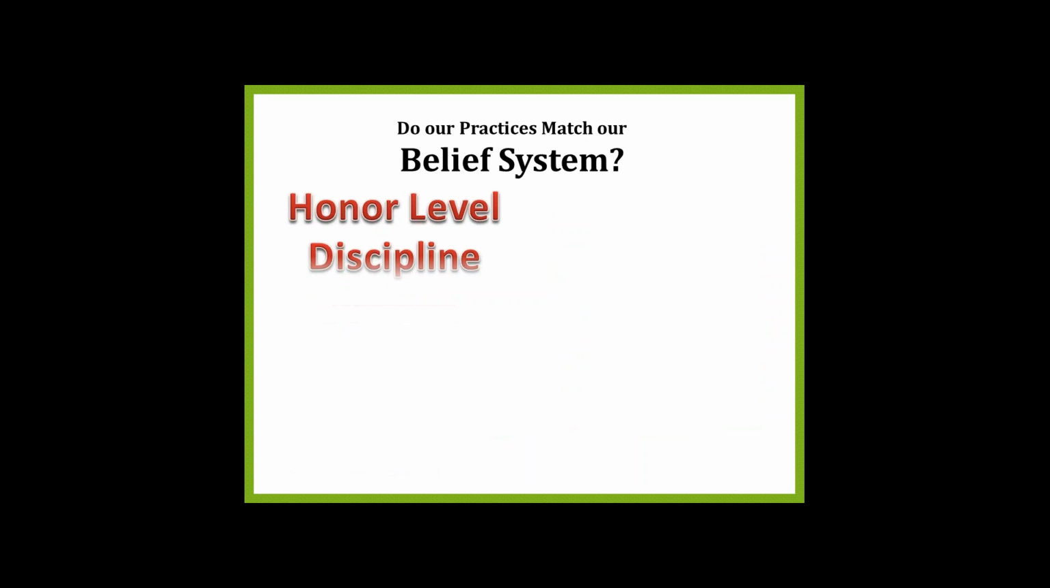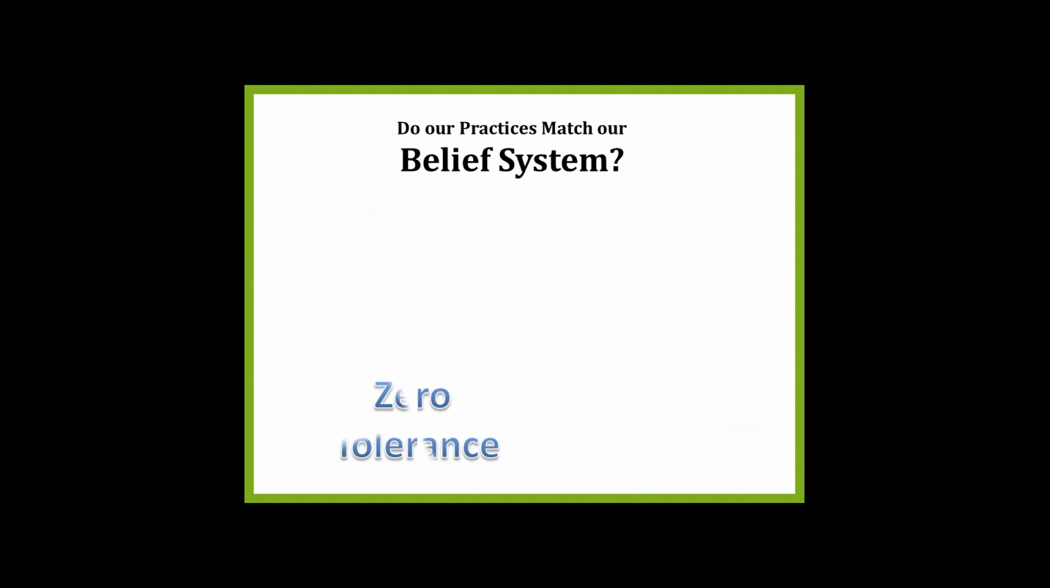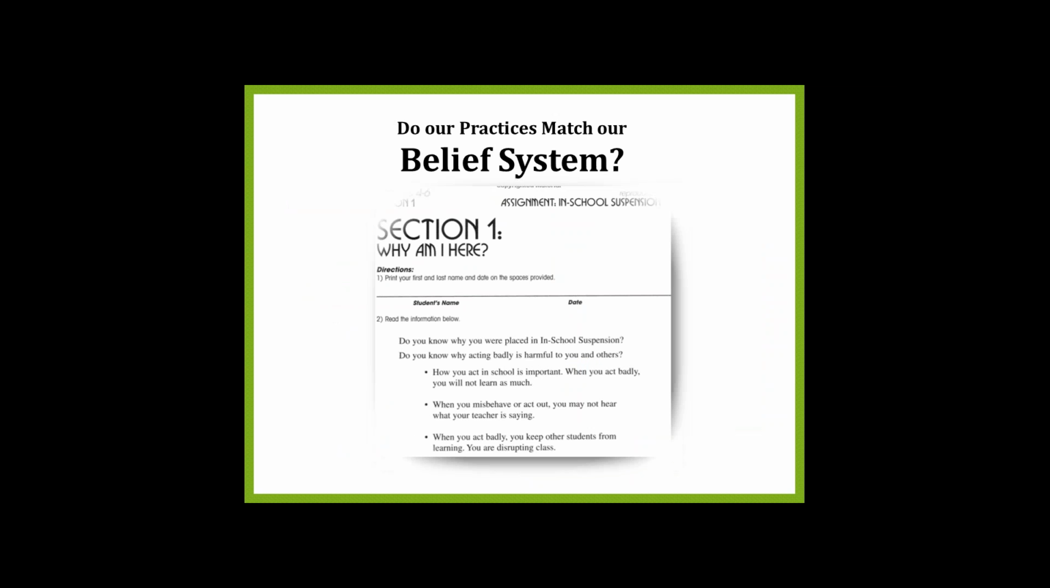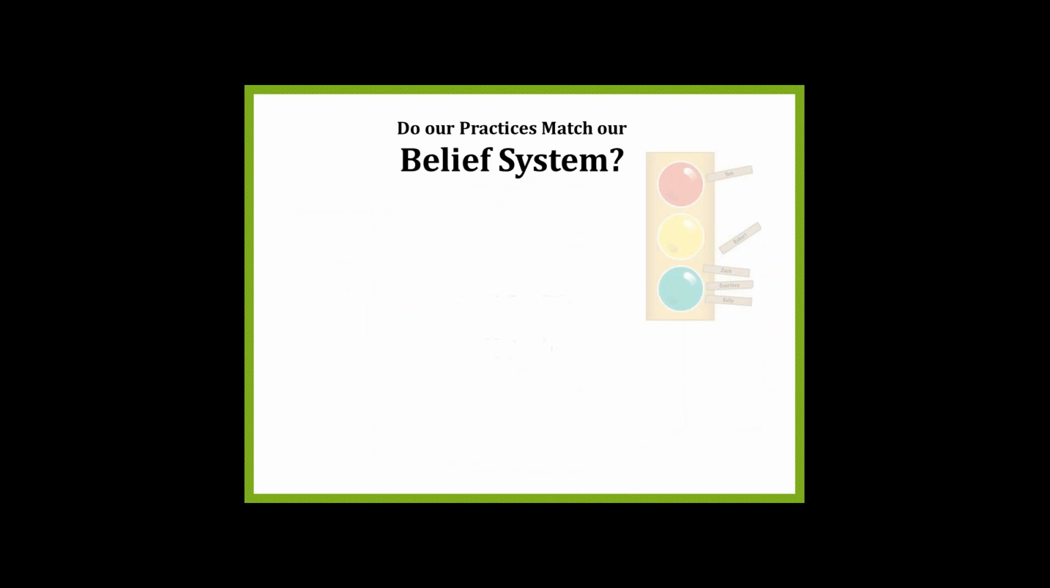So, think about honor level discipline systems or zero tolerance, or those in-school suspension reflection sheets, the stop and go light clipping up, clipping down. Do those practices really match our belief system in terms of building a safe environment where students have that positive culture, that positive climate, where they're able to learn at their highest level?